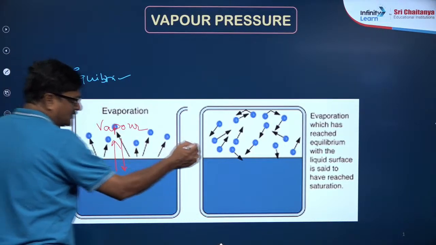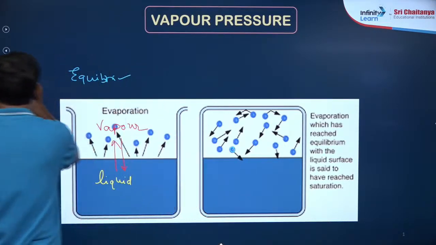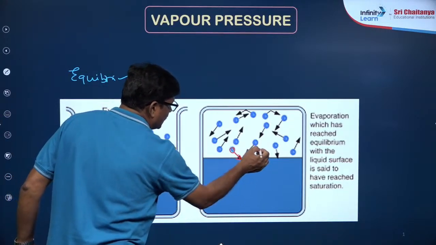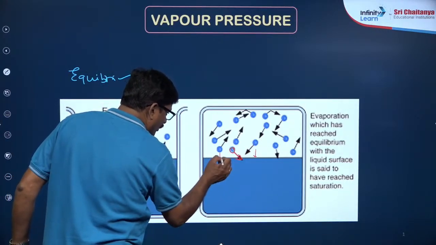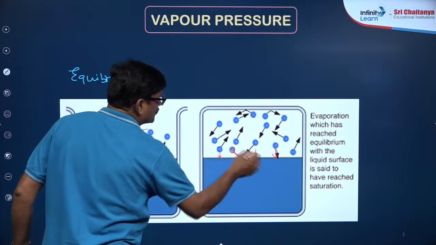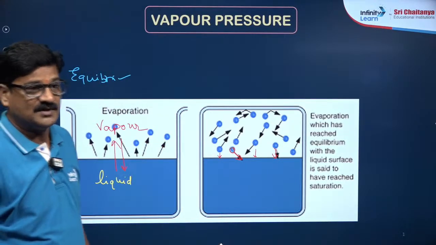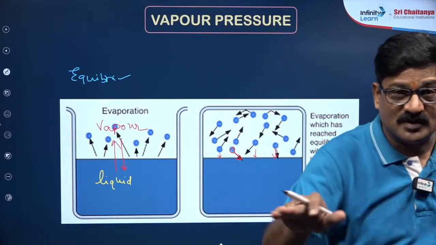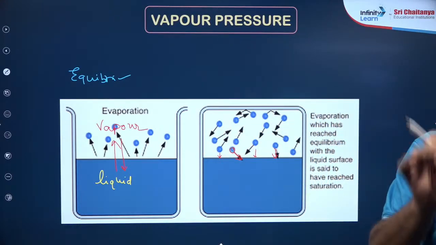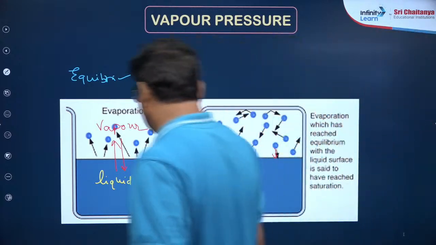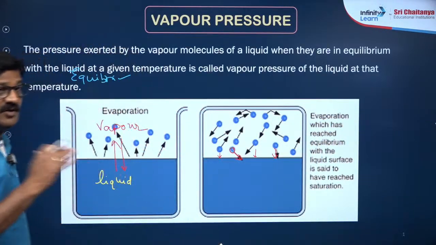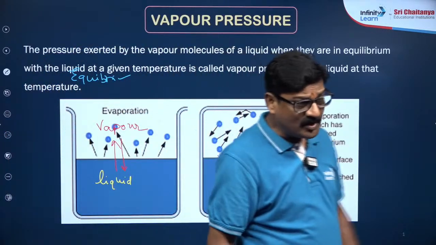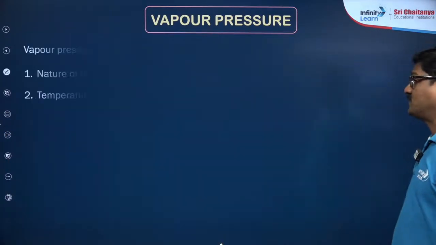In this equilibrium state, the vapor molecules hit the surface of the liquid and cause some force, and that force causes the vapor pressure. So the pressure caused by vapor molecules on the surface of the liquid is called vapor pressure. Vapor pressure has a lot of importance in colligative properties. We will go into the details of vapor pressure here.